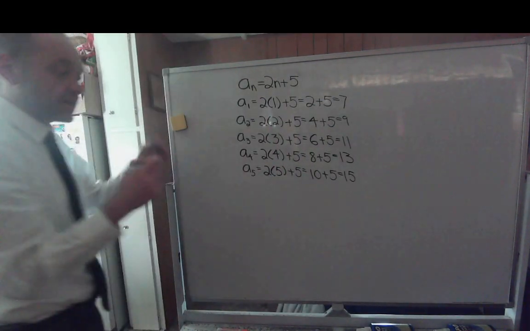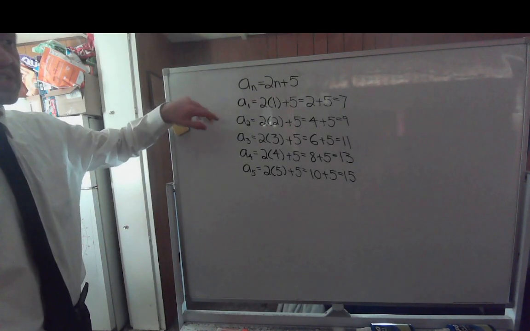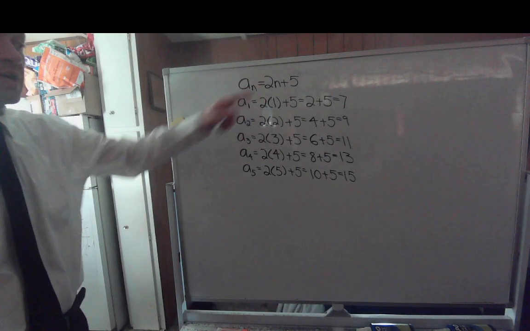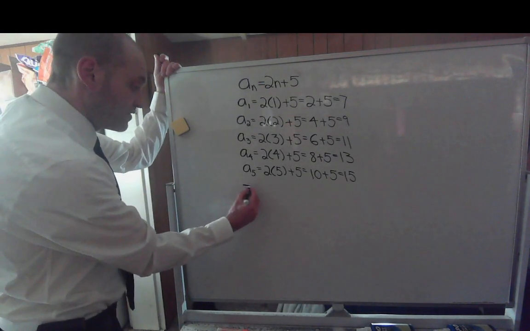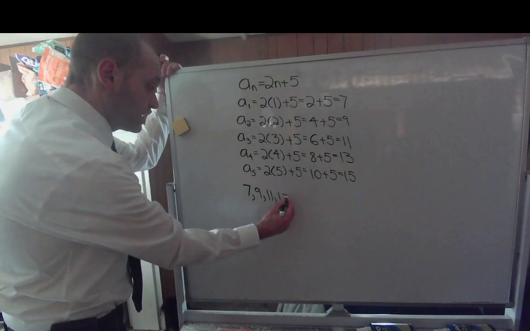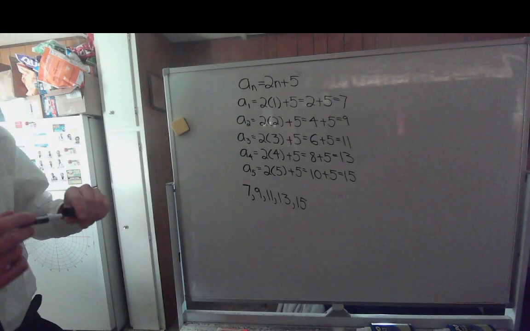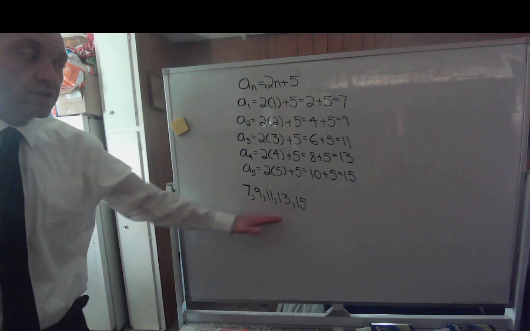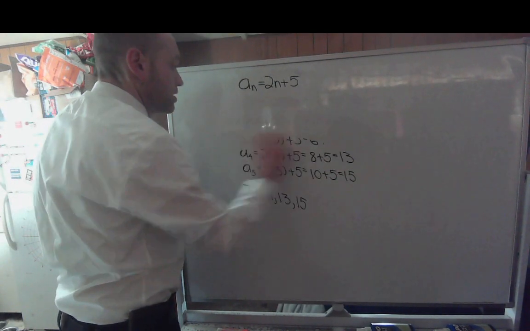And in theory, I can do this infinitely. This is how you're going to find any term of a sequence when a specific formula is given to you. In this case, it's a sub n equals 2n plus 5. And the first 5 terms of the sequence are 7, 9, 11, 13, and 15. These would be the first 5 terms of this sequence. And as you see, I have it as a list. It's simply just a list of terms. That's all it is. Let's do some more of these here.